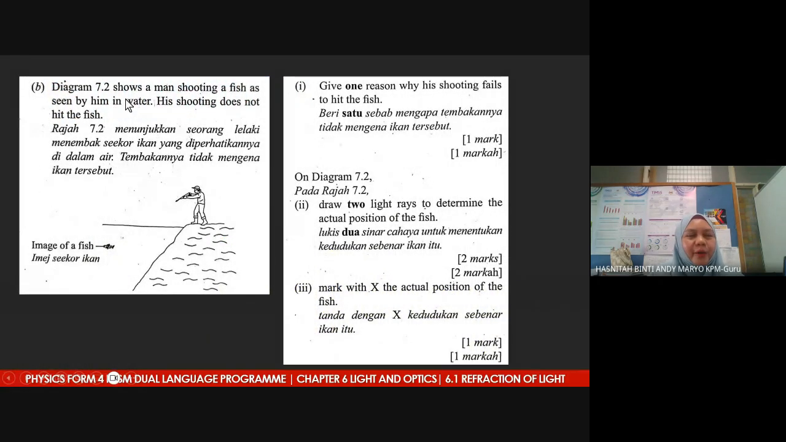Okay, diagram 7.2 shows the man shooting a fish as seen by him in water. So this is the shooter and this is the fish down there. Right? But his shooting does not hit the fish. Tak kena. Dia tembak tak kena. Okay. First question. Give one reason why his shooting fails to hit the fish. Why? Kenapa dia tembak tak kena? Why do you think his shooting failed to hit the fish?